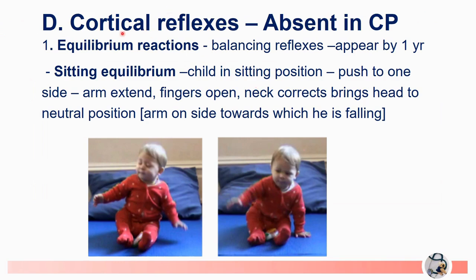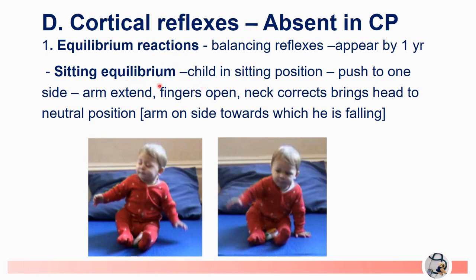Lastly, number 4, you check the cortical reflexes, which are also absent in a cerebral palsy child. Here you start with the number 1 cortical reflex, the equilibrium reaction. These are balancing reflexes which appear by 1 year of age. If the child is 2 years of age and you do all these tests and it is absent, it will indicate this child has cerebral palsy. Equilibrium reactions can be tested in sitting and standing positions.